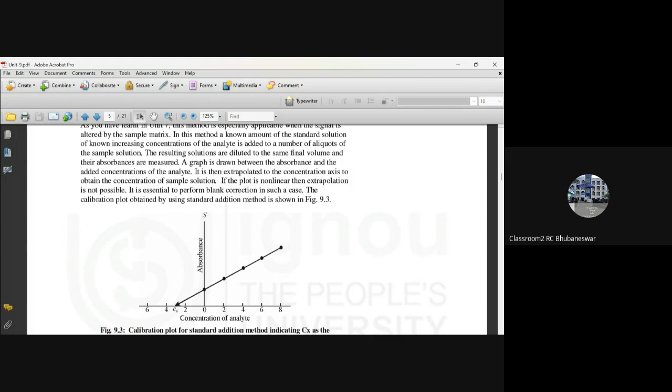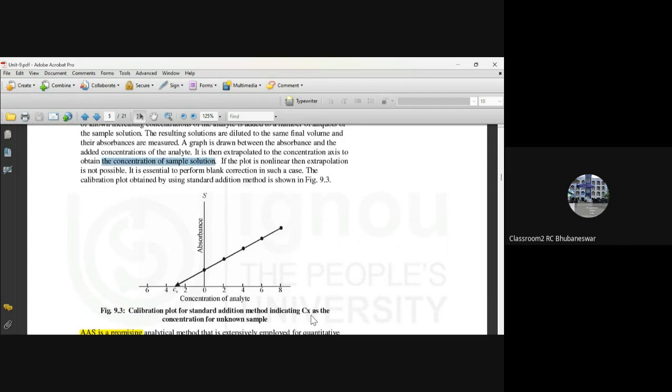Here you can see the extrapolation has been done to the concentration axis, okay, to obtain the concentration of the sample solution. If the plot is nonlinear, sometimes it may happen that you are going to get a nonlinear plot, then the extrapolation is not possible. When you get nonlinearity, as I was telling you in the UV-visible spectroscopy class, if your solution concentration is very, very high, then the solution itself will act as the inner filter, okay? Then it will interfere with getting proper absorbance or proper signal. That time you will get nonlinearity.